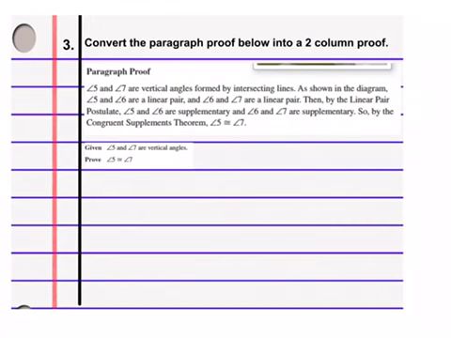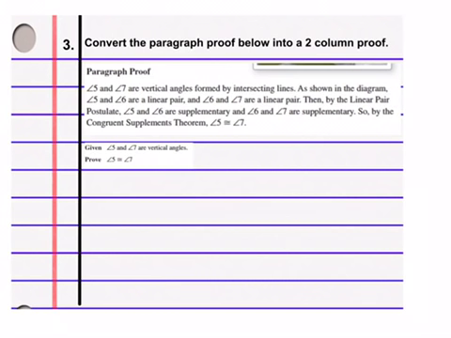Okay, example 3. Convert the paragraph proof below into a 2-column proof. Paragraph proof: Angle 5 and angle 7 are vertical angles formed by intersecting lines, as shown in the diagram.